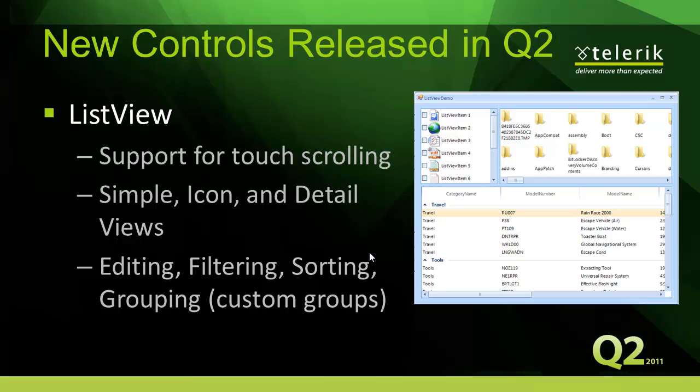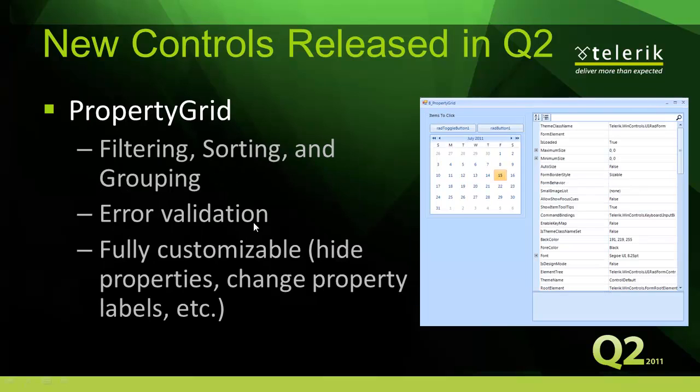But certainly, whatever your list is, you can edit, you can filter, you can sort, and you can group. And if you look at my sample here, I'm grouping by category name, right, and then showing all the products in those categories. And then this is sorted actually descending, right? So I've got travel before tools and so on and so forth. So that's one of the big deals. Next, we have the property grid. Now, I showed you a little sneak peek of this.